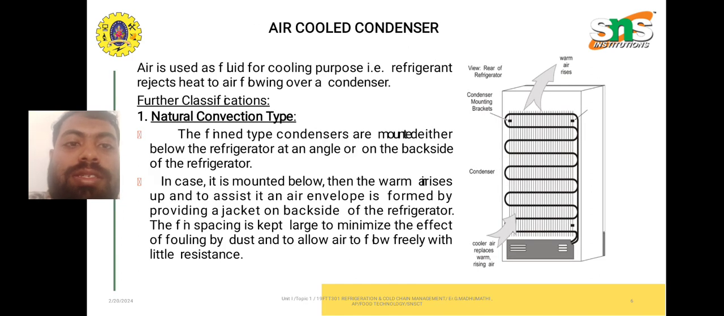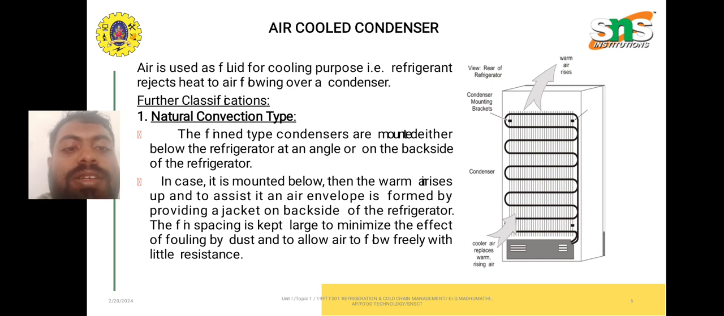Air cooled condensers. In air cooled condensers, air is used as the fluid for cooling purposes, that is, the refrigerant rejects heat to air flowing over the condenser. First one is the natural convection type. The finned type condensers are mounted either below the refrigerator at an angle or at the back side of the refrigerator. In case it is mounted below, the warm air rises up, and to assist it an air envelope is formed by providing a jacket on the backside of the refrigerator.